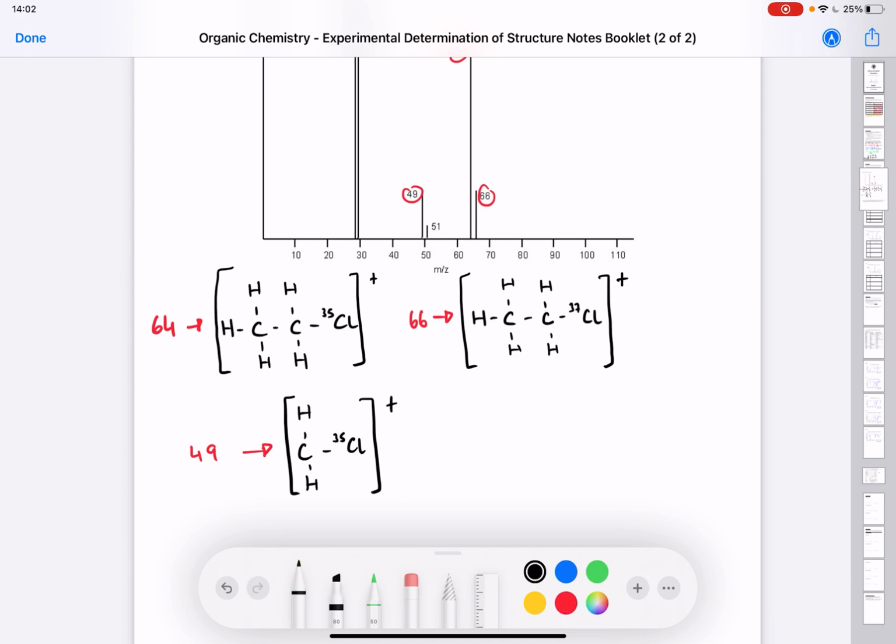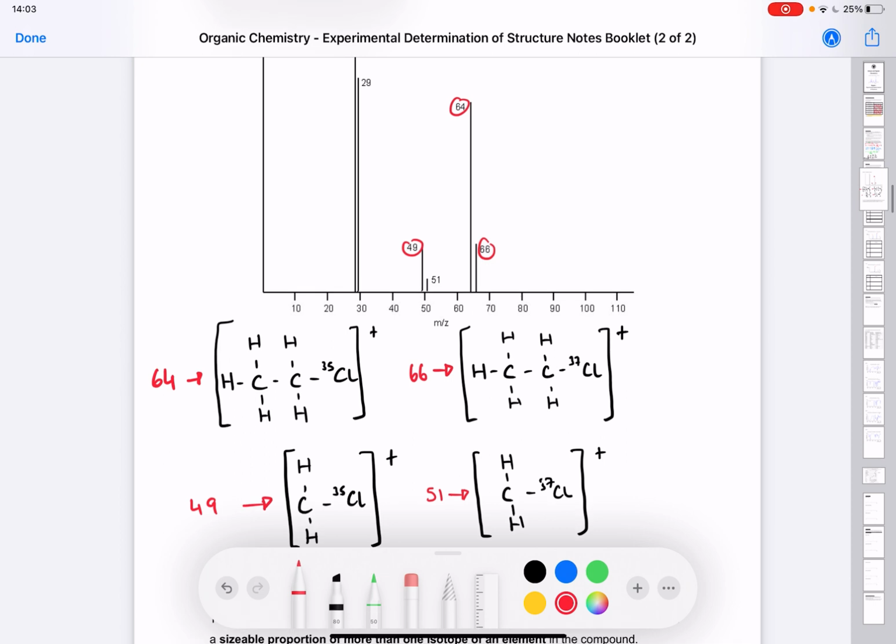When we look for the one at 51, it's just going to be the exact same structure, but this time we'll have the chlorine with the mass of 37. Alright, 37Cl, and again just popping that in a square bracket with a positive sign on it because they're all positively charged ion fragments. So at 51 we'll have a fragment like that.